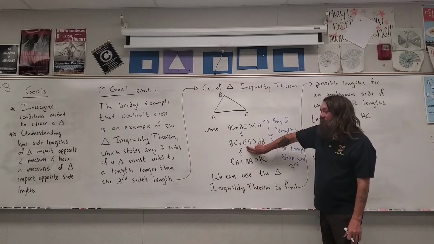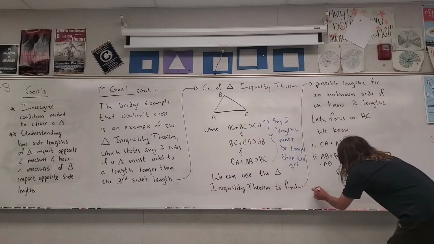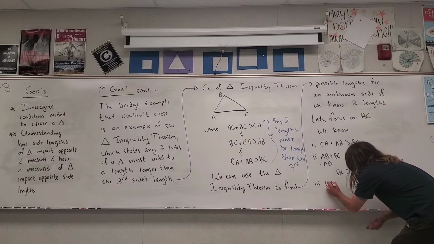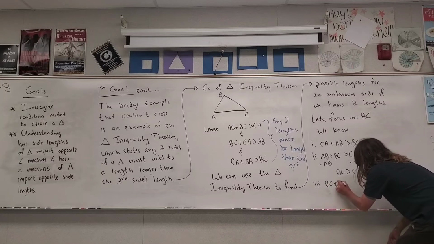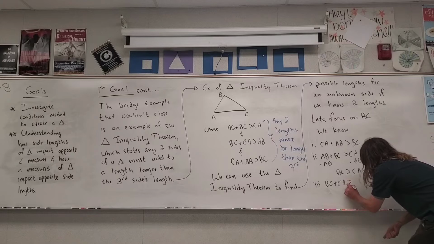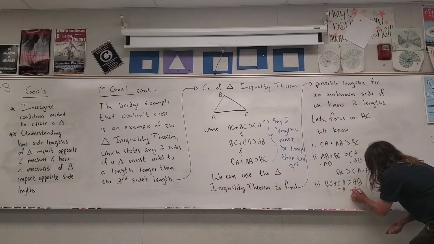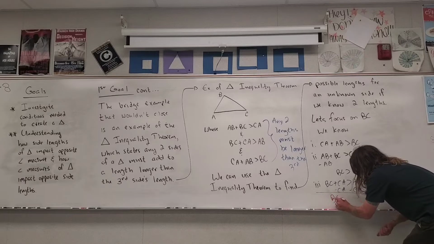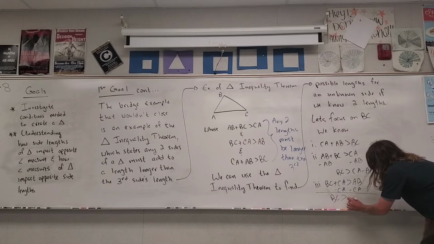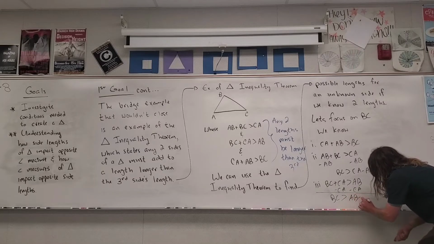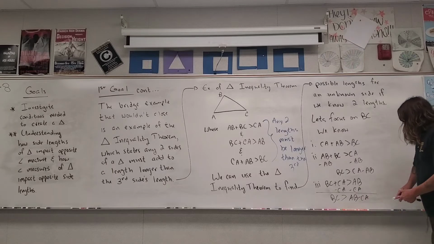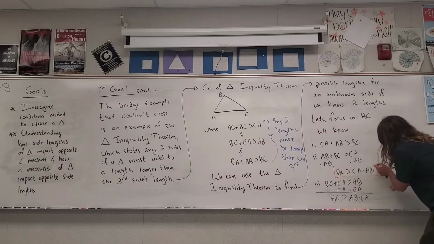I can also rearrange this. If we have the length of BC plus the length of CA, and that's greater than the length of AB, and we subtract the length of CA from both sides, I'm sorry to get really low here, that means that the length of BC must be larger or longer than the length of AB minus the length of CA. Now, let me explain these two inequalities.